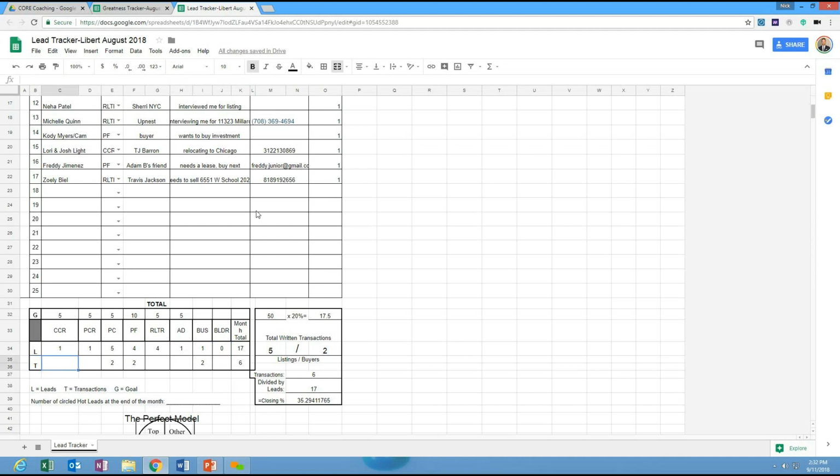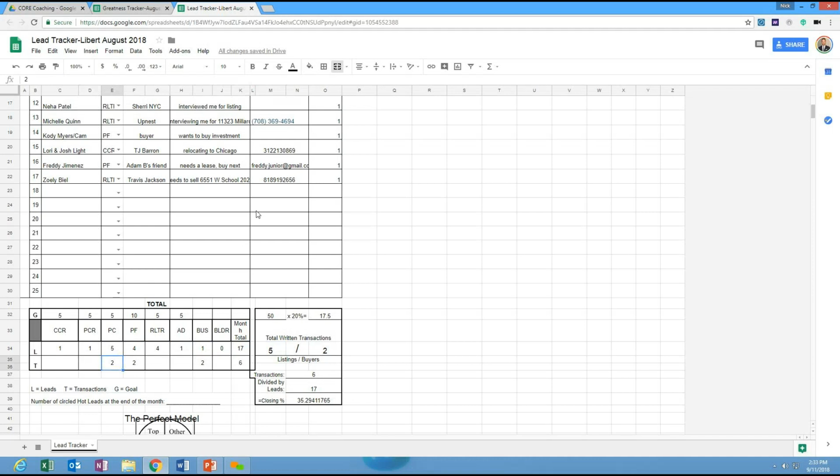T, what's T? Number of transactions. So actual number of transactions that happen, that is the number of written deals or new buyer contracts or new listing contracts. So it doesn't have to be closings. That is actually written transactions. That's deals you wrote up, sales pending, listings that became active. So I had 7 total.